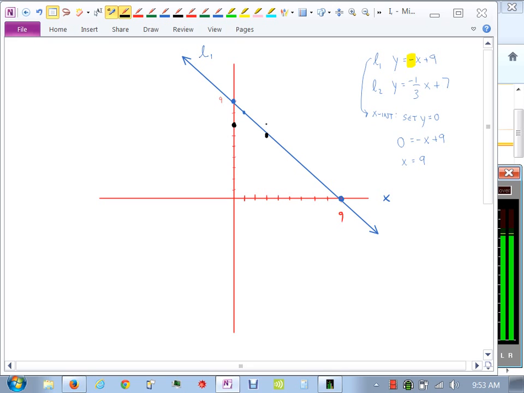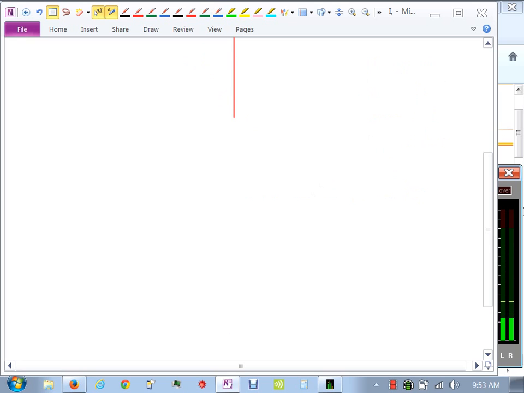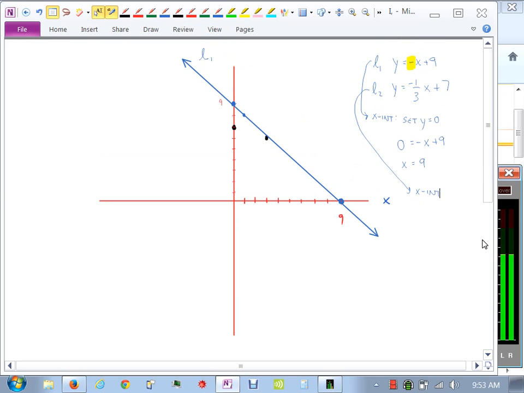Can you find the x-intercept for L2? The x-intercept, yep, you set y to 0. Negative 1/3 x plus 7. You move your negative 1/3 x to the other side, and you multiply both sides by 3. Unfortunately, that's off my graph, isn't it?